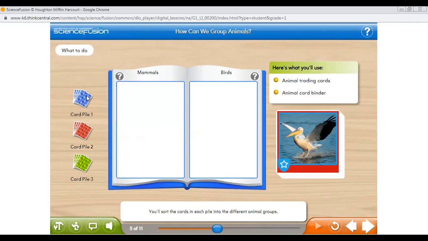So let's see. These are the different cards we have. Here is the bird, and it's written mammal and bird. So this is the first one which we are going to trade here. So we are going to trade the animals to the different groups.